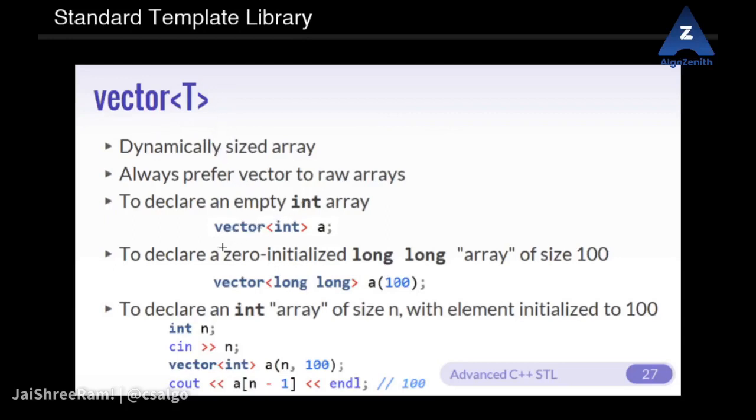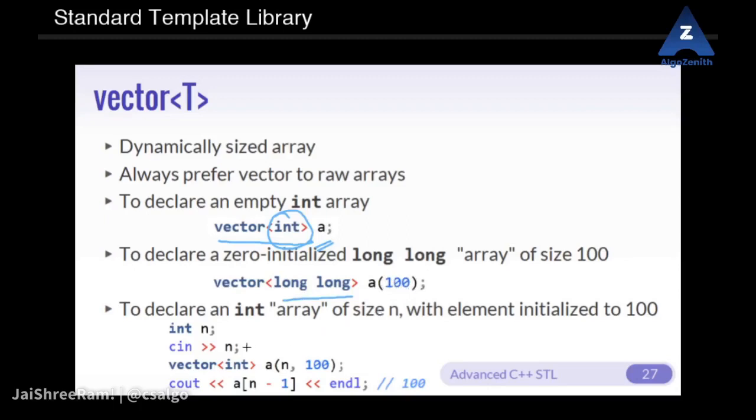So the syntax for the declaration of a vector is something like this: you have a vector of int a. This is the type of the vector, each element will be of type int, and the variable name is a, right? This is how you declare vector a of data type int. Similarly, if you want to use longs, you use this, and you can define a size of the array, by default as 100 in this fashion, and all of them will be zero initialized.